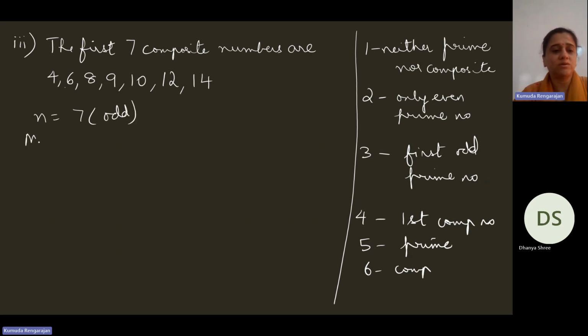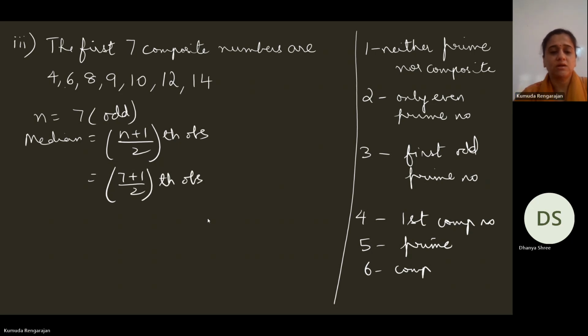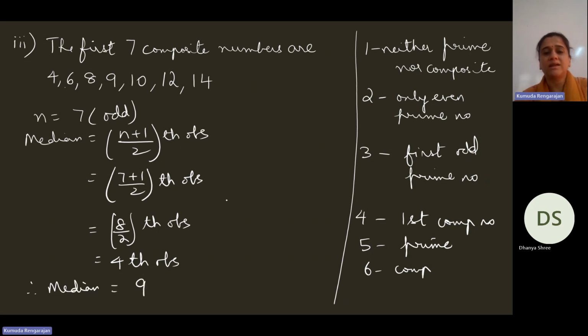So median is equal to the formula (n plus 1) by 2th observation. So 7 plus 1 by 2th observation, which is 8 by 2, the 4th observation. Therefore, median is equal to 9. And that's what you would get.